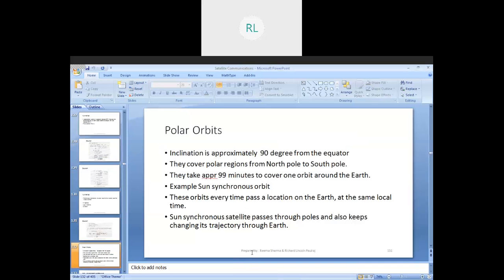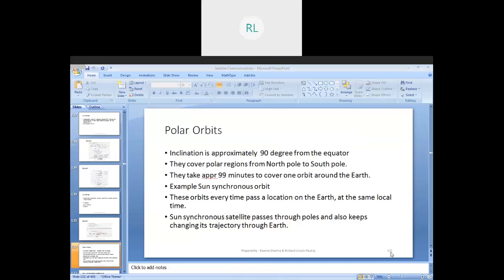Okay. So now moving on to polar orbits. So polar orbits, as I told you, are not like your geostationary orbits which have 0 degree inclination, but these are inclined approximately 90 degrees from the equator. Equator is just like, if you slice your earth, the plane you get, that's the equator. They cover polar regions from North Pole to South Pole. So these polar orbits are helpful for us in covering the polar ice caps.